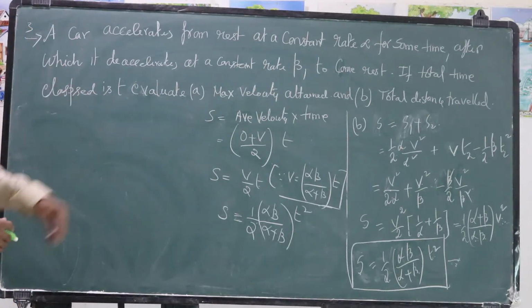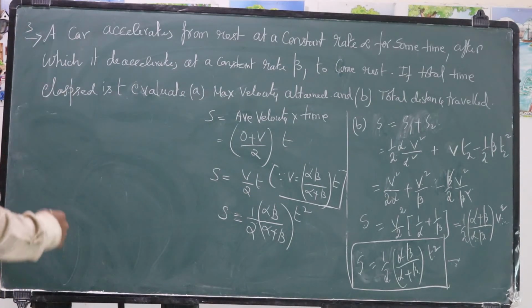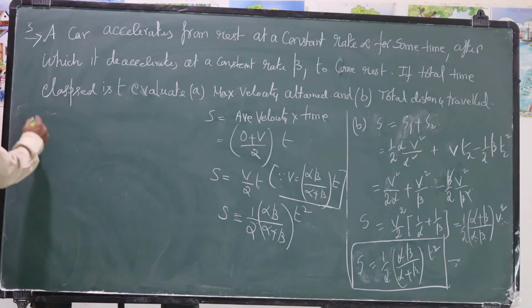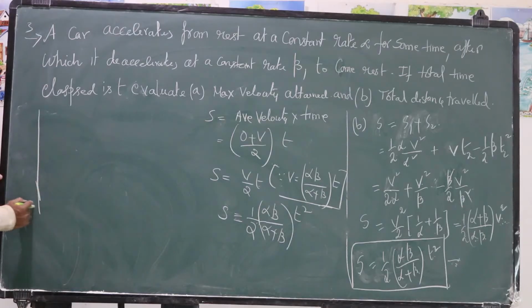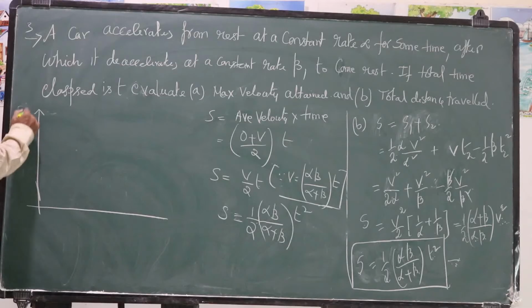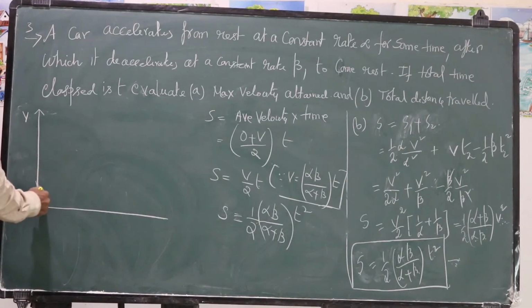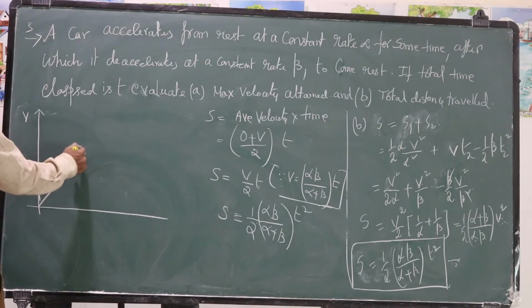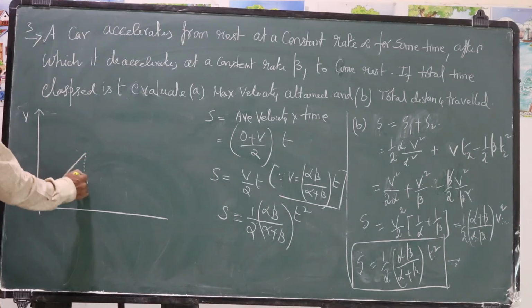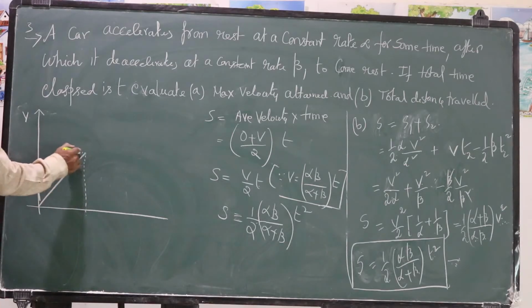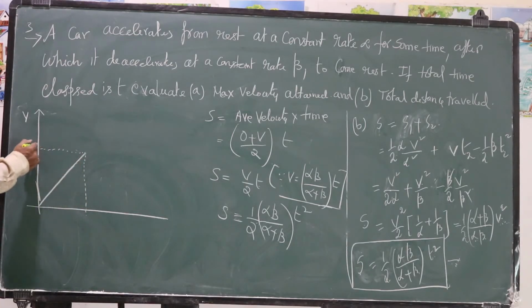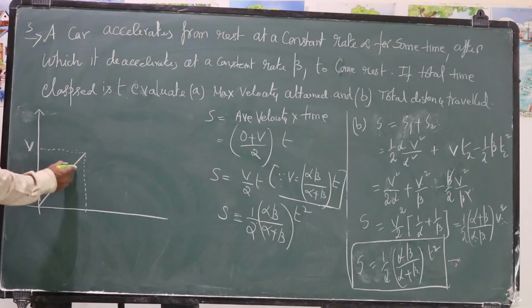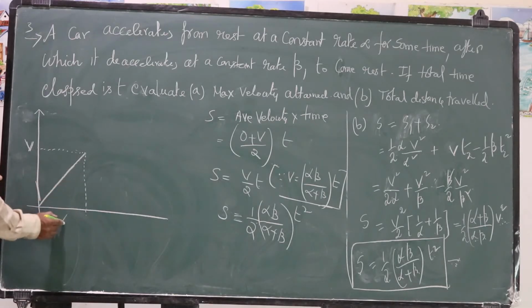The same problem we can explain with the help of graphs. Say you draw a v-t graph, starting from 0. For some time it accelerates with acceleration alpha, and it attains a maximum speed v, starting velocity 0.